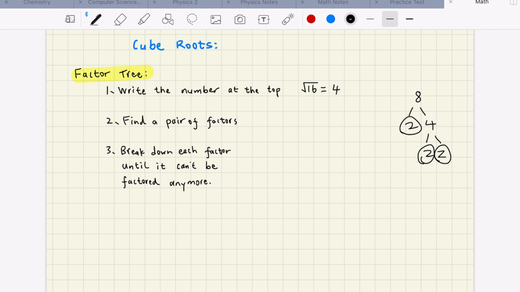Now what's different from square roots is that in square roots you have to find 2 pairs of numbers that are equal. So for 16, 2 and 8, 2 and 4, 2 and 2. You have 4 numbers and you divide that into 2 pairs. So you have 4 times 4. However, in cube roots, you have to divide it into 3 groups. Now we have 3 2's, so that would just be 2. Right? As simple as that.